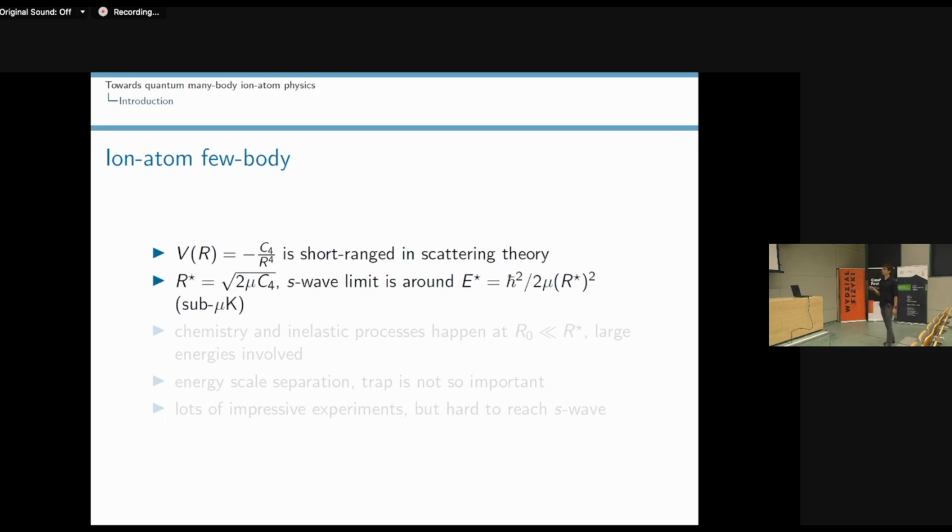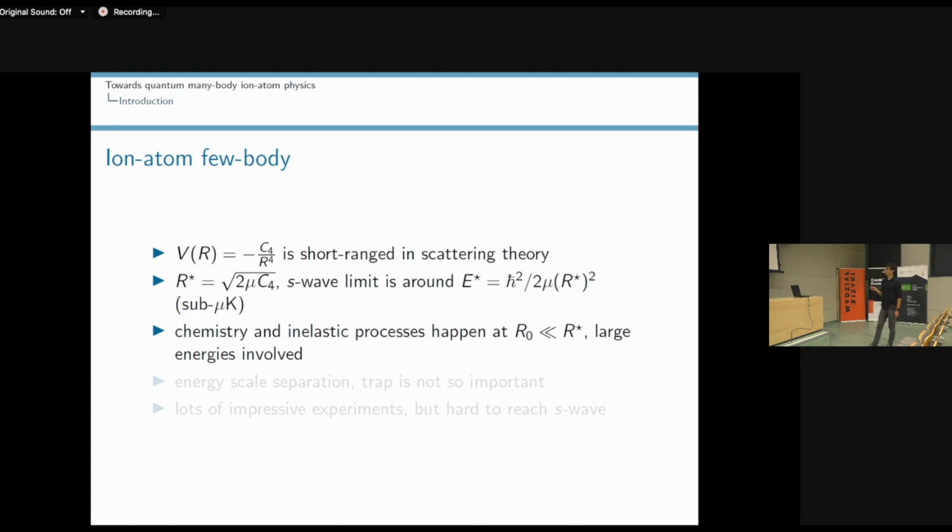So this roughly corresponds to the height of the P-wave potential barrier. And because it's typically much smaller than a microkelvin, it means that it's much harder to reach the S-wave limit in atom-ion systems. Fortunately, all the chemistry, the few-body inelastic processes and couplings, happen at much shorter ranges than R star, where the electron overlap becomes important.